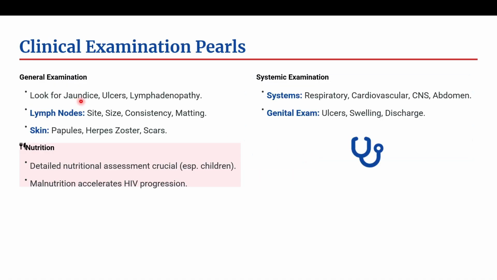On clinical examination, always look for jaundice, ulcers, lymphadenopathy, and the site, size, and consistency of nodes. For a detailed understanding of the clinical examination, do watch module 1. For nutrition, a detailed nutrition assessment is crucial. Malnutrition accelerates HIV progression. So always do a respiratory system examination for crackles and any mass lesions, then the cardiovascular system, CNS, and abdomen for hepatosplenomegaly, ulcers, and any swellings or discharges from the genital region. All these are very, very important to look for other common coexisting illnesses during the HIV infection.